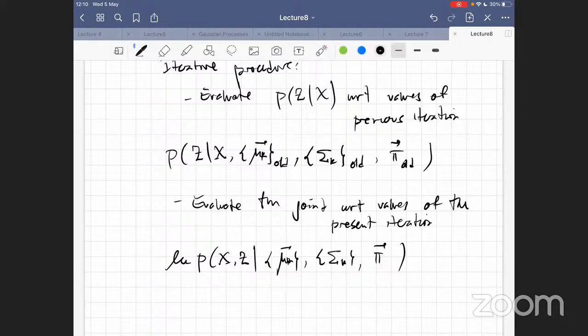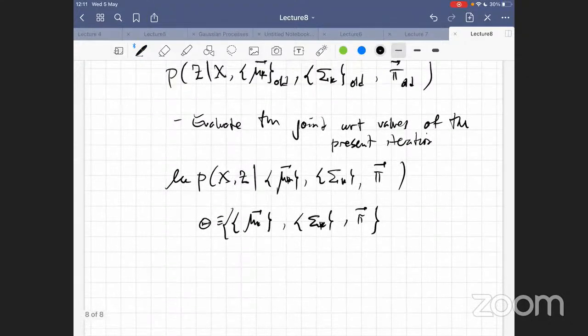But then what you can do, let me just collect all of these parameters in a capital theta. What I'm saying is that the new values of the parameters are going to be just the argmax over the parameters of this expectation.